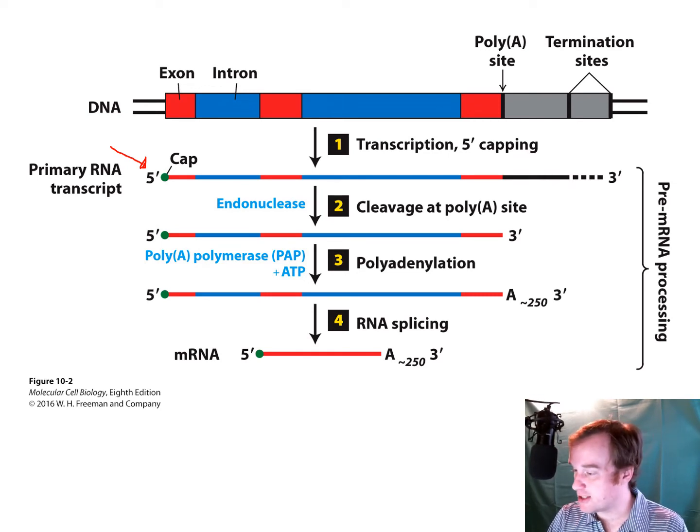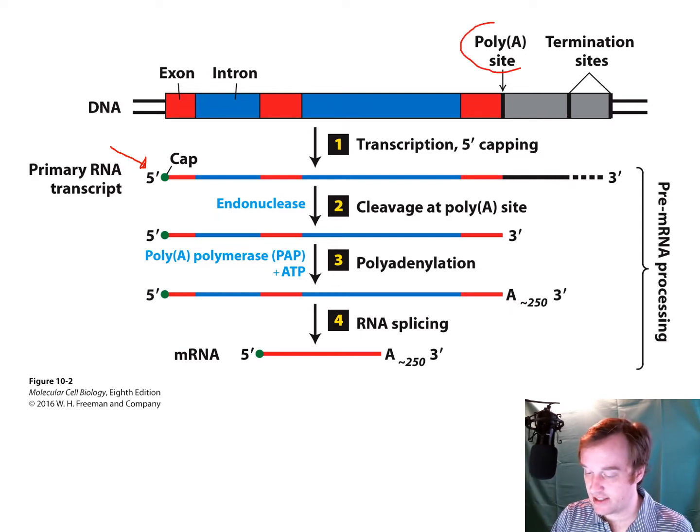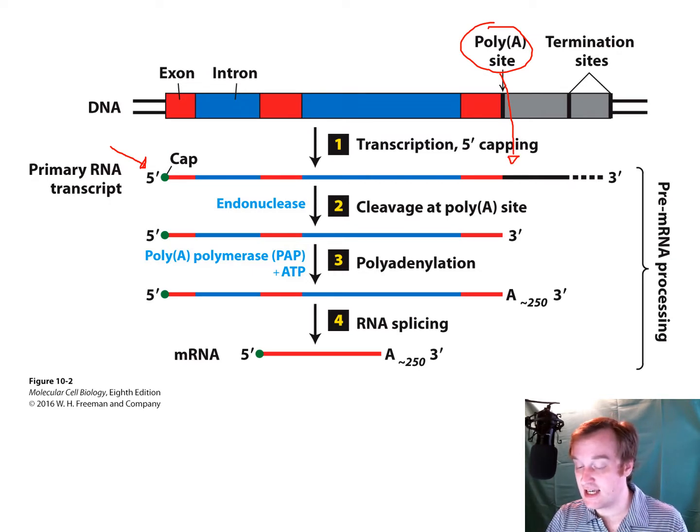Now transcription continues past the poly A site. So here we have the poly A site, and that is the site that's going to let the enzymes that do the poly-A addition know where to add it, but the actual termination site of the transcription, there's multiple termination sites downstream of that poly-A site. And so that just kind of gives like a buffer at the end of the transcript to kind of protect that area.